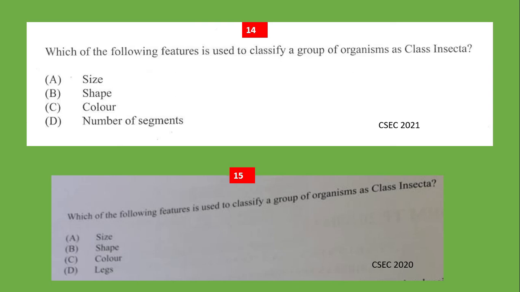Item 14. Which of the following features is used to classify a group of organisms as class Insecta? This comes to us from the CSEC 2021 paper. So you would have seen this question repeated four times in a row so far. Again, the question appeared on the CSEC 2020 paper.